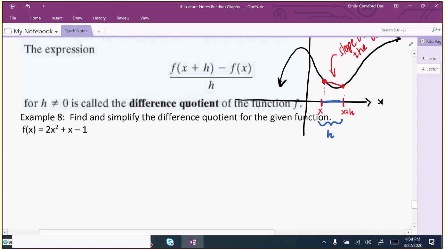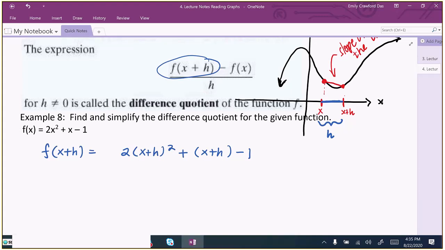So if we're given a function like we have here, f of x equal to 2x squared plus x minus 1, we know, because we know how to use function notation and how to evaluate, that when we see f of x plus h, that just means replace x by x plus h in the function. So let's just do this piece by piece. Let's start by looking at what is f of x plus h. This is 2 times x plus h squared plus x plus h minus 1. And it asks us to simplify.